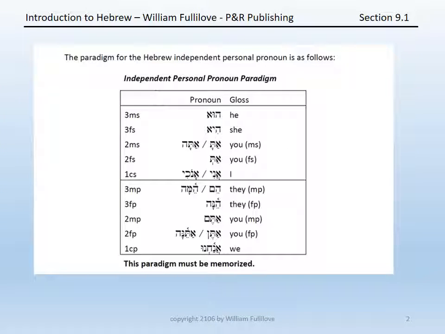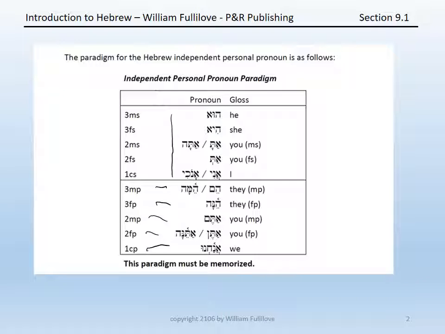The paradigm for the Hebrew independent personal pronoun, meaning the pronoun that stands on its own apart from another word, is as follows. Note that we again work from the third masculine singular to the first common singular, and from the third masculine plural to the first common plural. Who, he, either ata or att, notice the two different spellings, at, and then ani or anoki. And then in the plural, hem, hema, hena, atem, aten, atena, and anachnu.